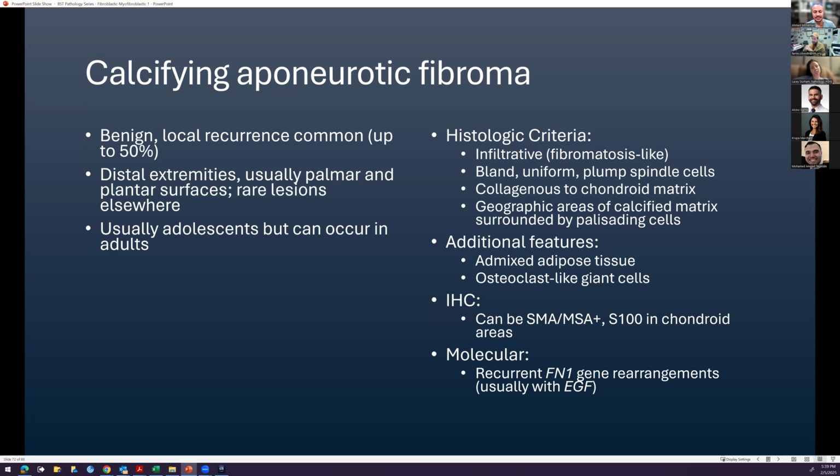Sorry, go ahead. Fibromatosis, certainly it could be, superficial fibromatosis. You could consider palmar fibromatosis, right? Fibroma of tendon sheath. Fibromas of tendon sheath, okay, could be considered, but you're missing some of that.